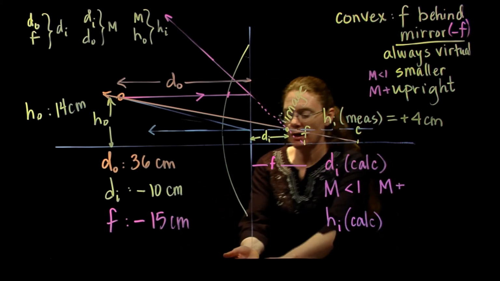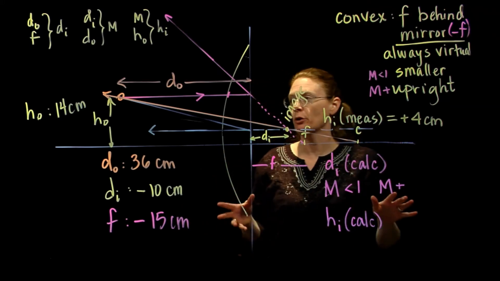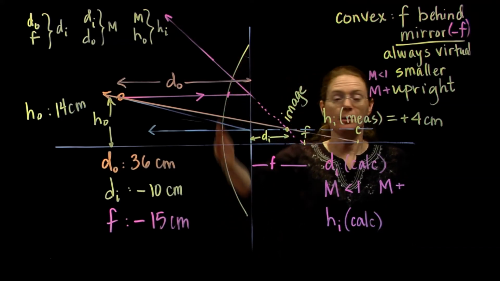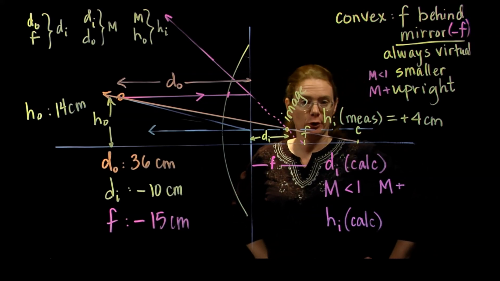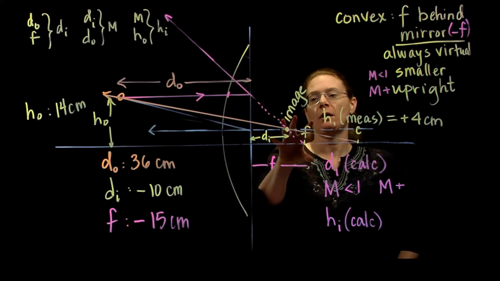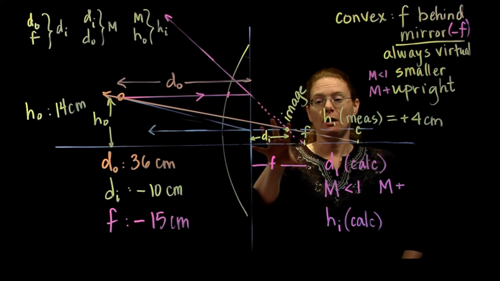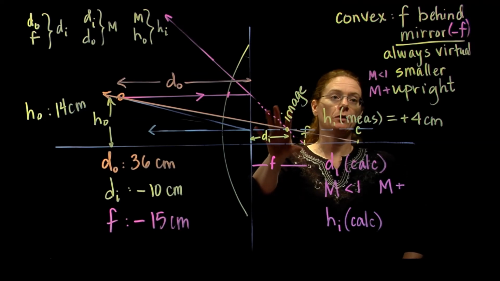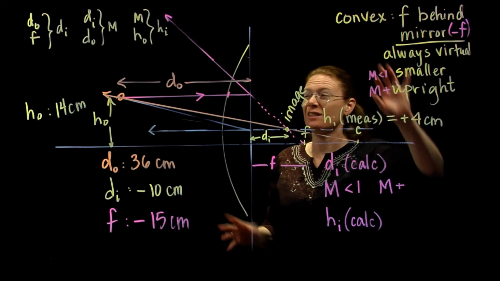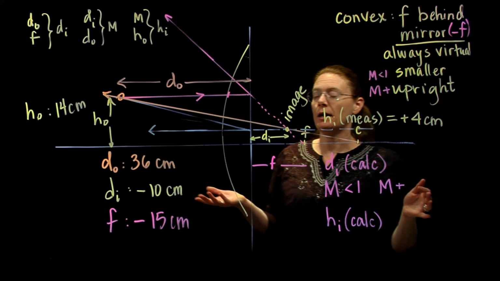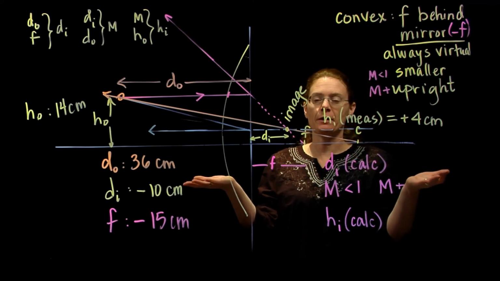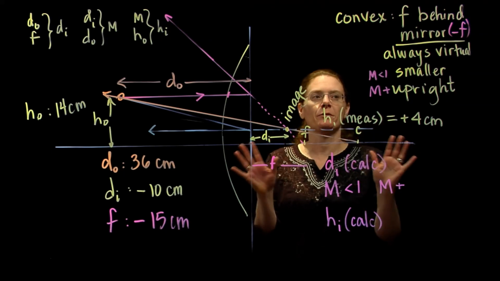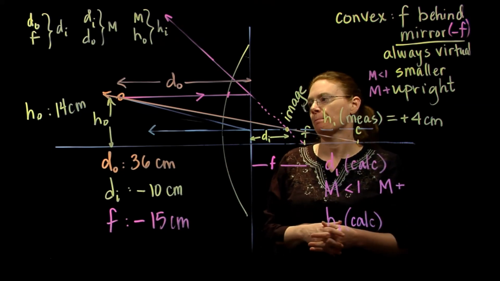Okay, so that is a convex mirror, where we're looking at the back side of a spoon. And it's always going to be a virtual image, so the image is always going to be back here. It's always going to be smaller and upright. So this is always true for convex mirrors. They're kind of easier than concave, because concave, sometimes it's real, sometimes it's virtual. Convex, there's only one. It's always virtual, always smaller, always upright.